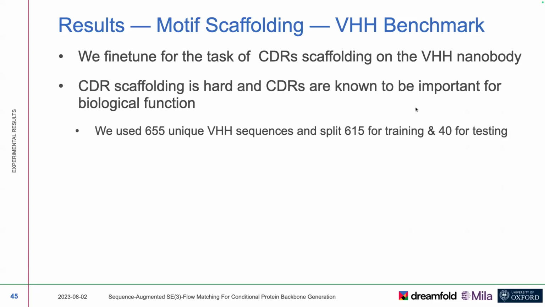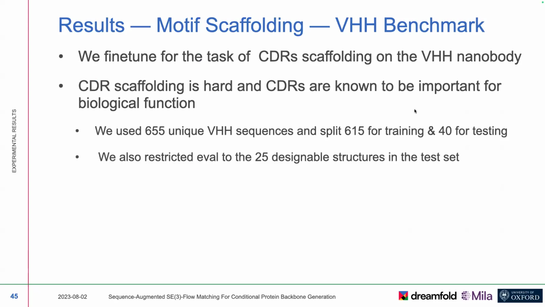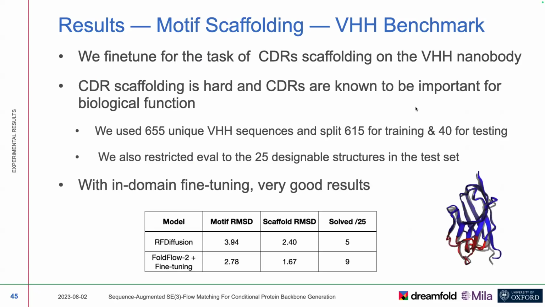Basically we constructed this dataset with a train set and a test set. And we fine-tuned on the train set and then evaluated both RFdiffusion and FoldFlow-2 on the test set, and found that when you can fine-tune with in-domain knowledge, we're able to outperform RFdiffusion, which is a very powerful baseline model. So this is a pretty interesting result around how we can steer the model to do useful things.